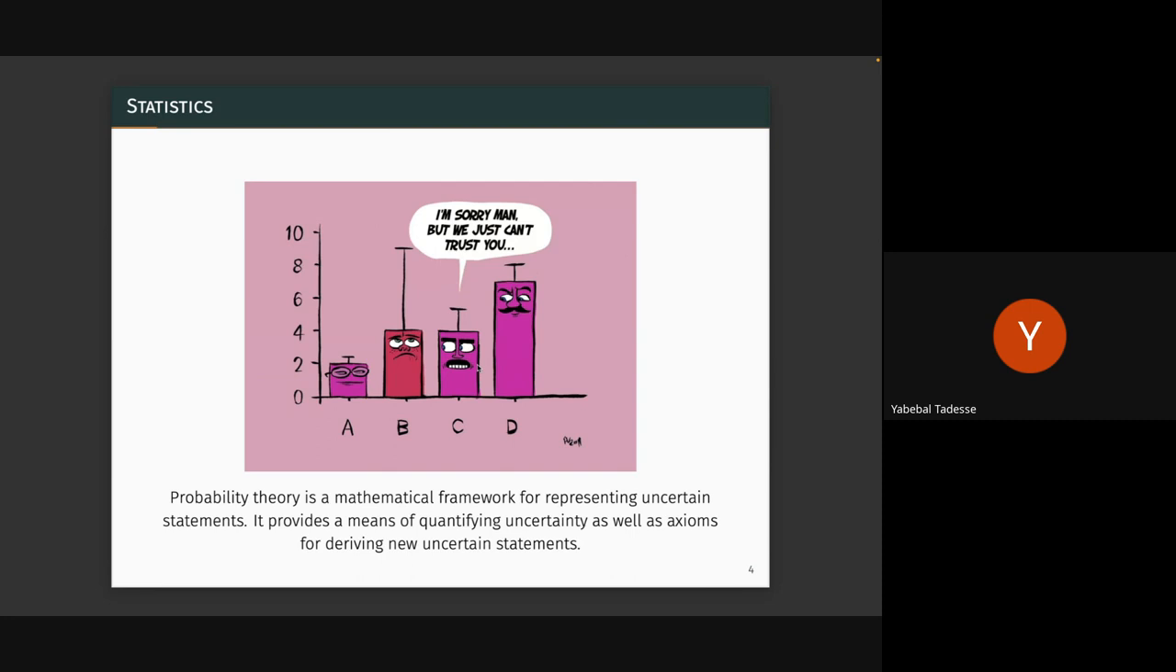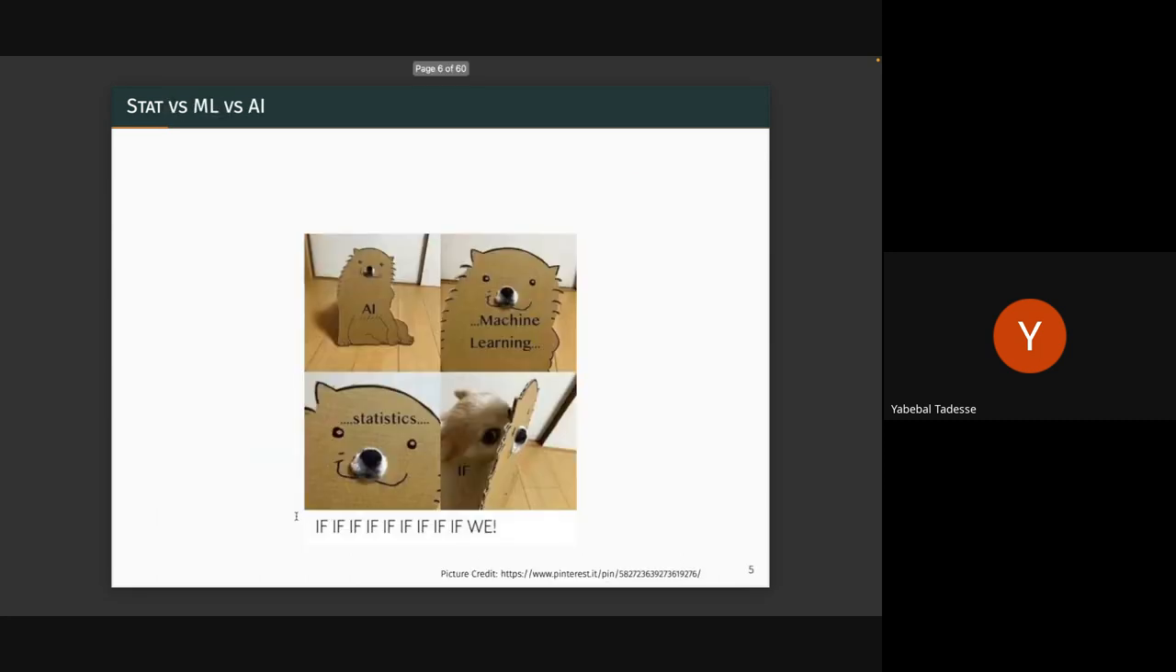However much data you give them, it's impossible to change. So Bayesian statistics provides that. Just to start with, it provides a means of quantifying uncertainty, as well as axioms for deriving new uncertain statements. Okay, you can stop me.